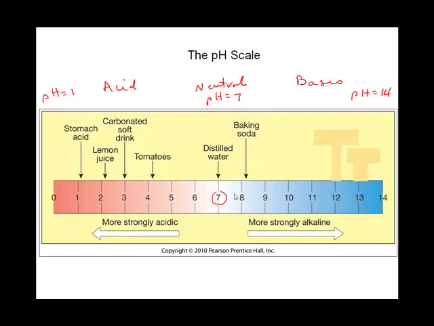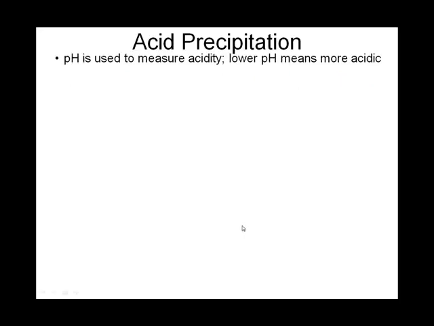So what sort of things are basic? Well, baking soda runs basic about pH 8. Ammonia runs a pH of 12. The soap, lye, runs about a pH of 13. So keep in mind that as we talk kind of less than pH 7, then it's acidic, all right? The lower the pH means that it's acidic.